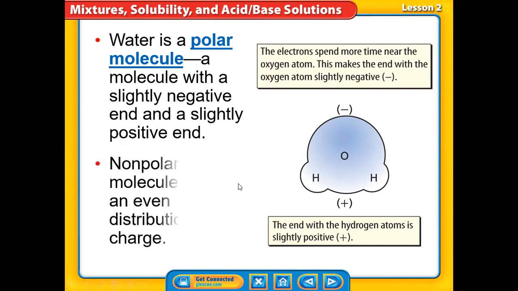Regarding this polarity, let's watch how water could affect this solid. Actually, we need to recall that polar molecules, as we explained, have two regions. One is slightly negative and the other is slightly positive.